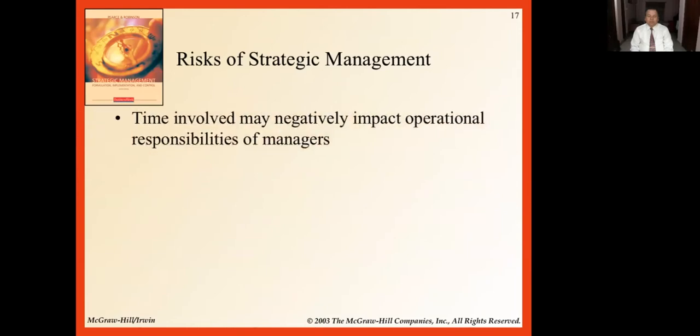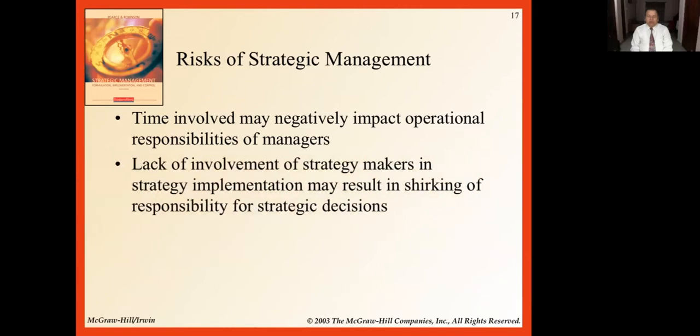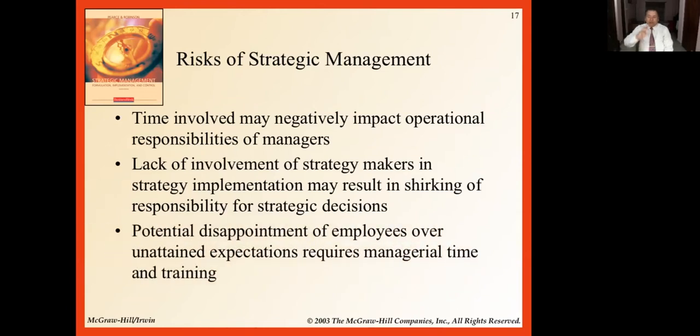What is the risk? It is a very time-consuming process. And currently, when we are thinking about these online courses, we're using a lot of time in planning because we want to get student consensus and parents' consensus before launching these programs. Planning is time consuming and negatively impacts operational responsibilities. Lack of involvement of strategy makers in strategy implementation may result in shrinking of responsibility for strategic decisions. So there's a dichotomy and this linkage from planning to implementation is broken. And potential disappointment of employees over unattained expectations requires managerial time and training. Transparency has its value, but it has its own limitations also.